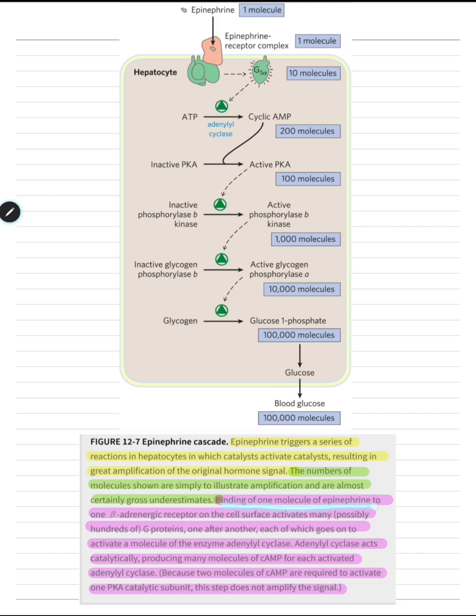Binding of one molecule of epinephrine to the beta-adrenergic receptor on the cell surface activates many, possibly hundreds of G proteins, one after another, each of which goes on to activate a molecule of the enzyme adenylyl cyclase. Adenylyl cyclase acts catalytically, producing many molecules of cyclic AMP for each activated adenylyl cyclase. Because two molecules of cyclic AMP are required to activate one protein kinase A, this step does not amplify the signal.